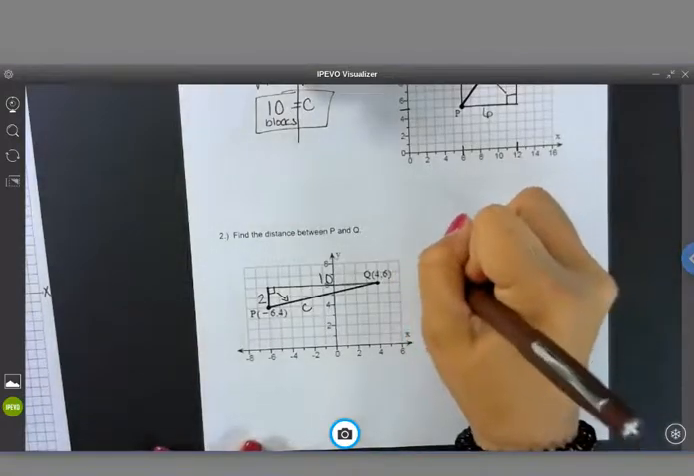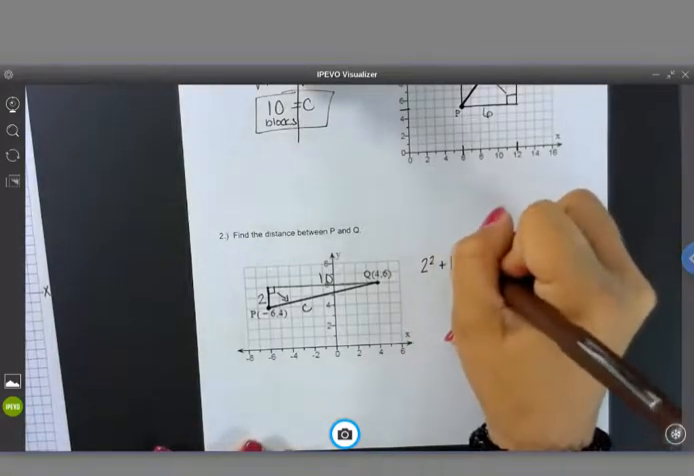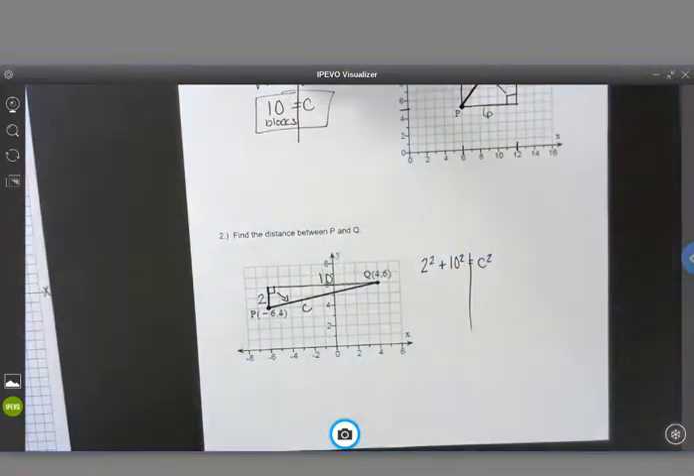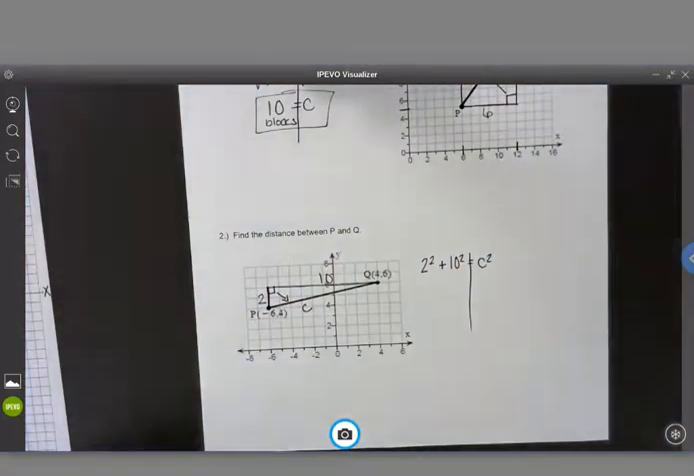I'm not going to do that one for you. You should be able to solve that one on your own. So I'll be looking for that when you bring your notes to me.